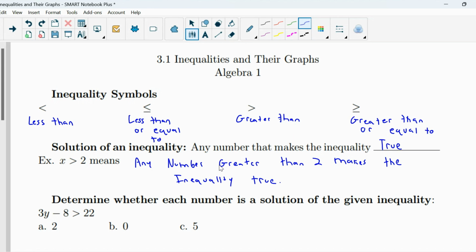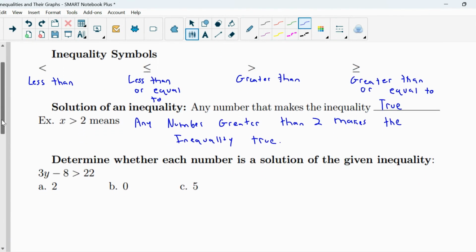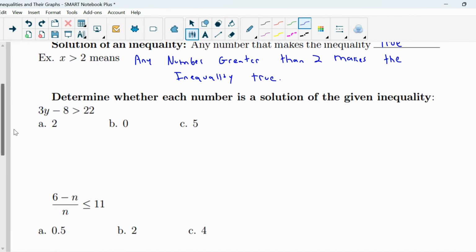So in our next section here, we are going to substitute values into a couple different inequalities to see how this would look. Determine whether each number is a solution to the given inequality. For these examples, we are going to substitute the given values into our inequality to see if it makes a true or false statement. For example A, let's substitute 2 into our inequality by replacing our variable y.